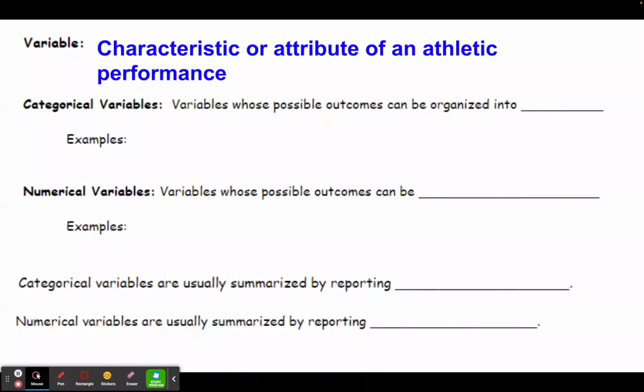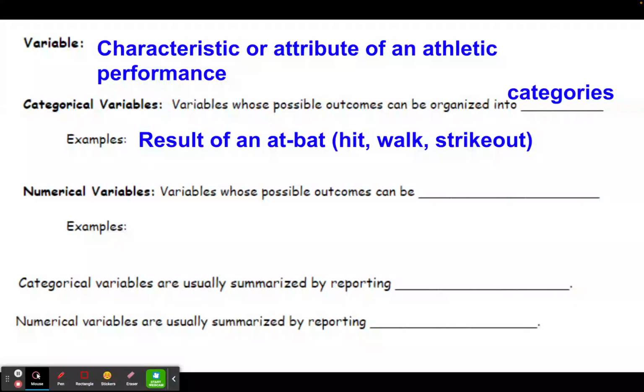They'll either be categorical variables or numerical. Categorical variables are variables whose possible outcomes can be organized into categories. For example, if I was going to survey students in my class, I could ask them about their eye color, and their eye color would be categorical because everybody's response would either be brown, blue, green, or something like that. They'd all be categories.